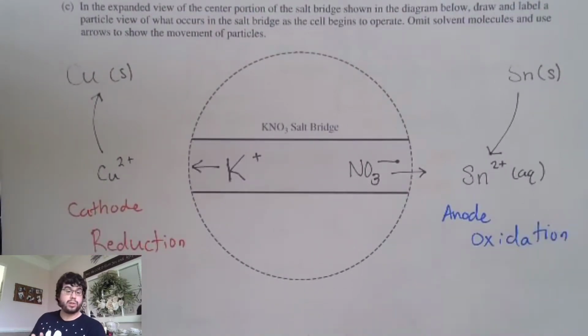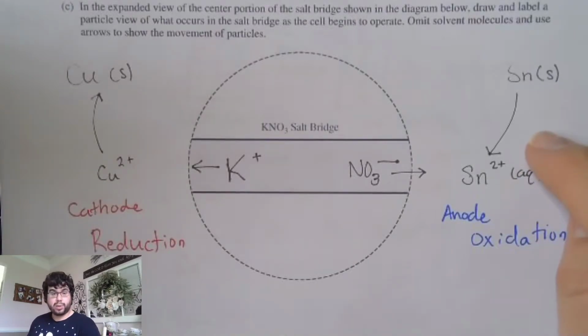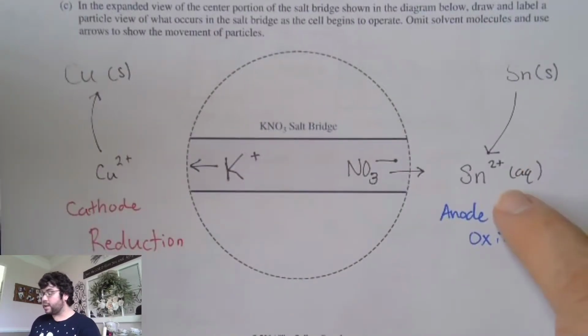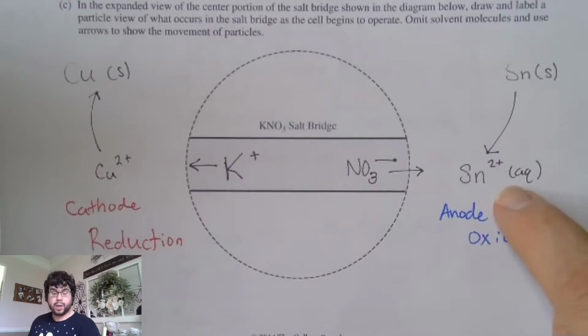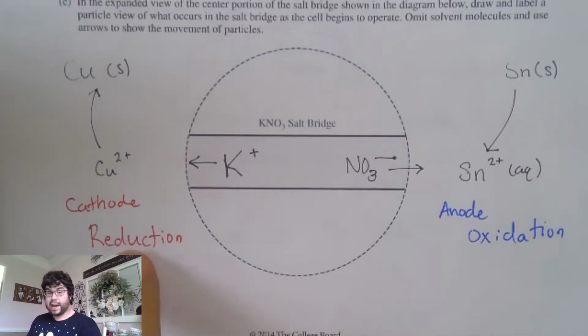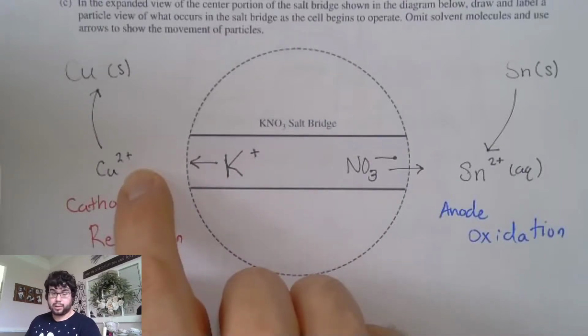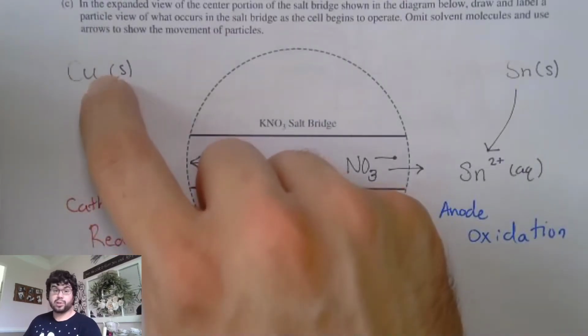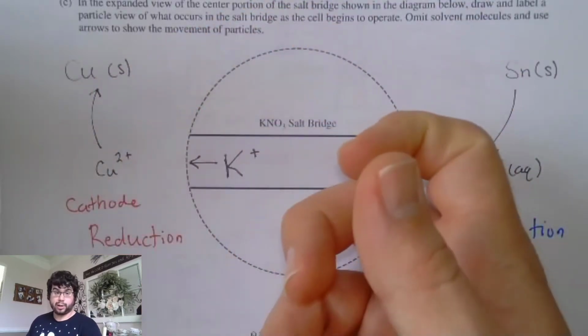Remember that the salt bridge is used to balance the electrical charge in both half cells of the galvanic cell overall. So at the tin electrode, we know what's happening there. The tin is being oxidized to tin 2+. So you can think of it as the anode solution gaining positive charge. And then on the cathode side, where reduction is occurring, the copper 2+ ions are being reduced to copper solid and plating onto that copper electrode.